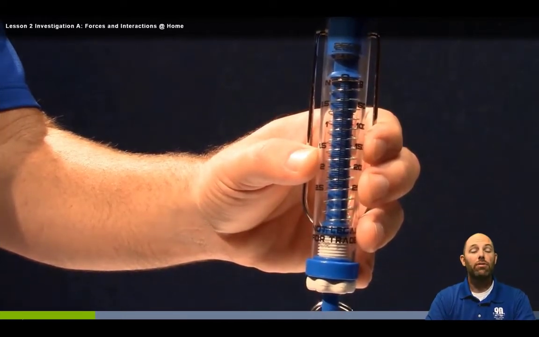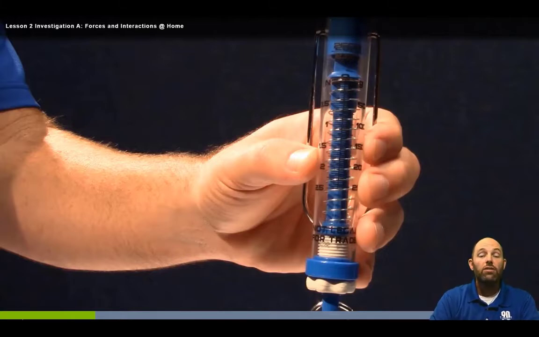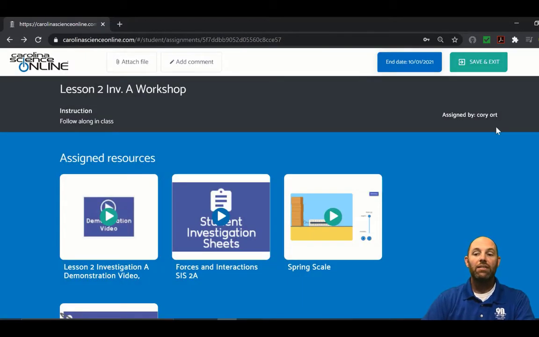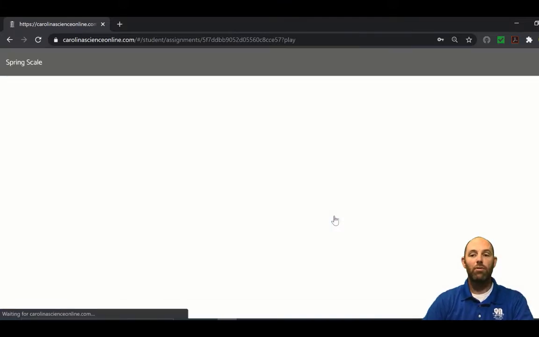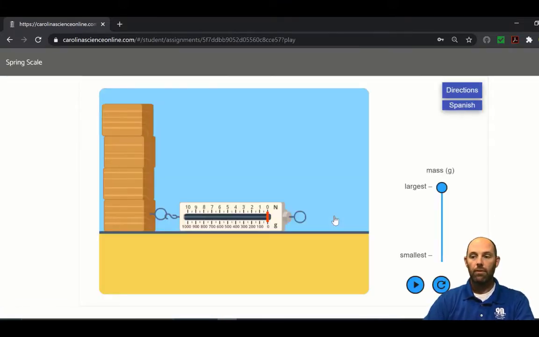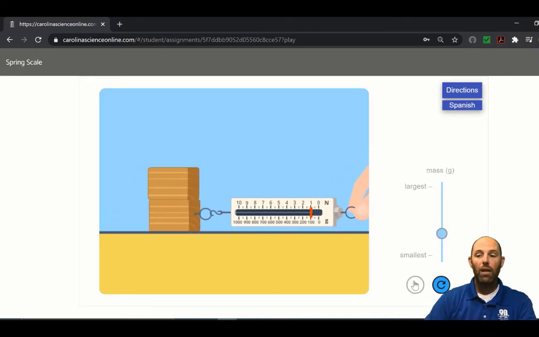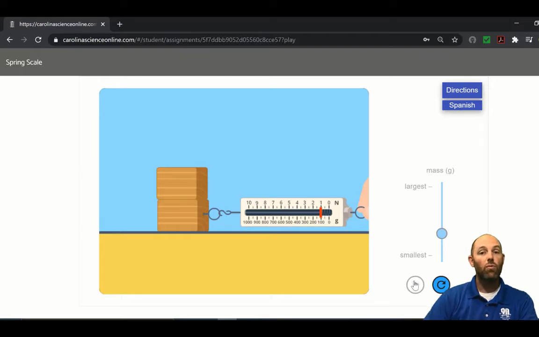So what I'd like you guys to do right now is, let's run a simulation and see how a spring scale works. So if you guys would, please go back to your assignment and let's click on the spring scale simulation. It's on the right. See where it says spring scale with the play icon. So let's click that play icon and pull up our spring scale. And we can adjust the mass that's on the spring scale. And watch, the spring scale's measuring how much force. So with 2 blocks, it took 1 Newton's worth of force.